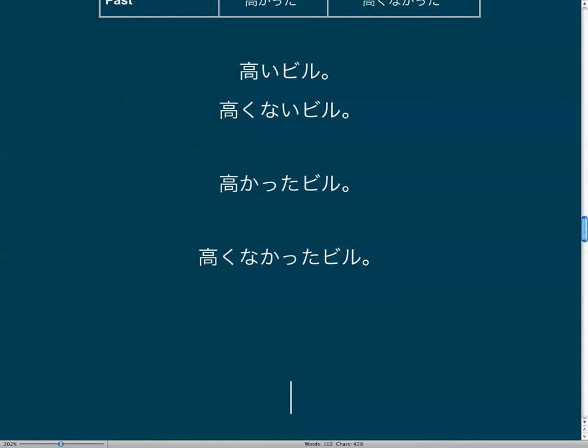Note that you can make the same type of descriptive noun clause as we have done with the na adjectives. The only difference is that we do not need na to directly modify the noun.